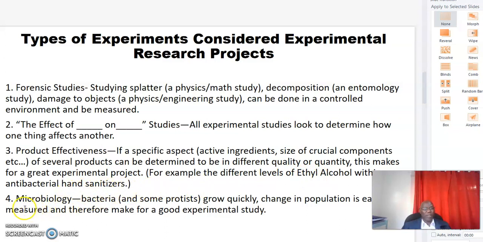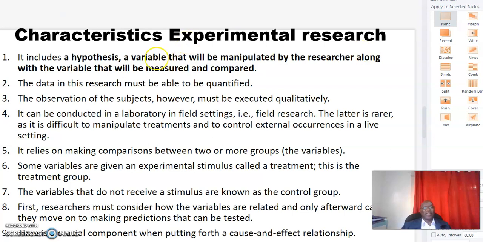Number 4, the last one, microbiology. Bacteria and some protists grow quickly. Changing population is easily measured and therefore makes for a good experimental study. Now, let's look at the characteristics of experimental study.